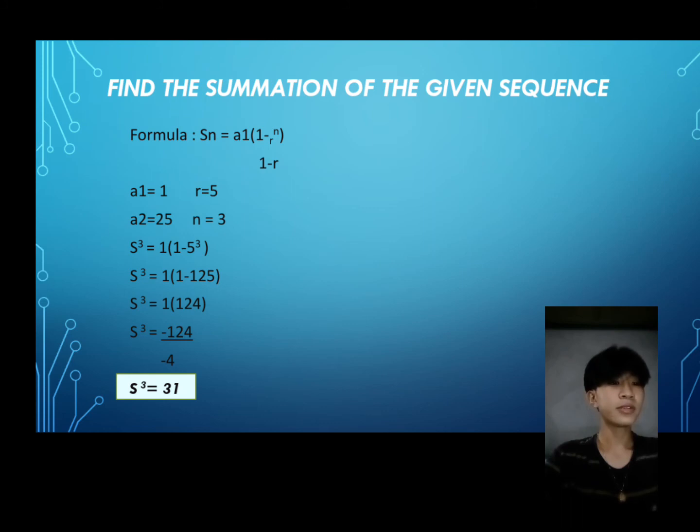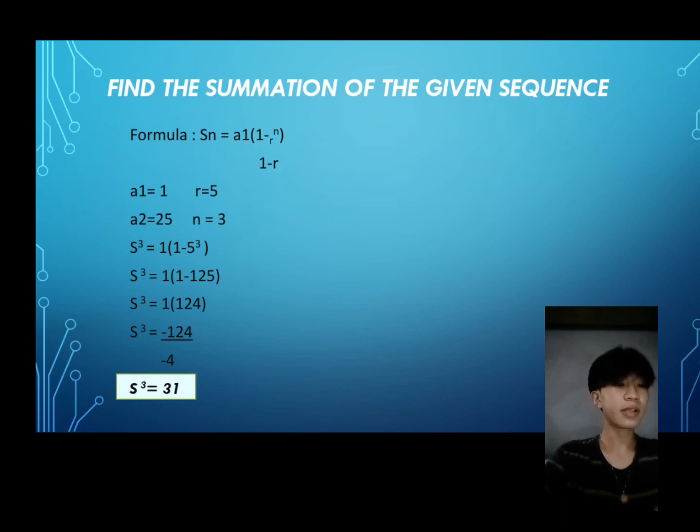The formula of the summation is a sub n equals a sub 1 times 1 minus r raised to n over 1 minus r. So the value of our first term a sub 1 equals 1, a sub 2 equals 5, a sub 3 equals 25, the ratio equals 5 and the nth number equals 3. So the sum equals 1 times 1 minus 5 raised to 3. Why raised to 3? Because we have 3 terms: a sub 1, a sub 2, and a sub 3.